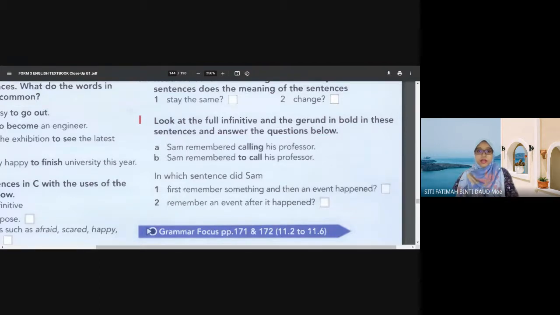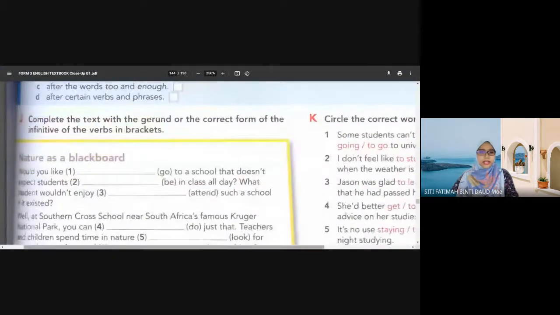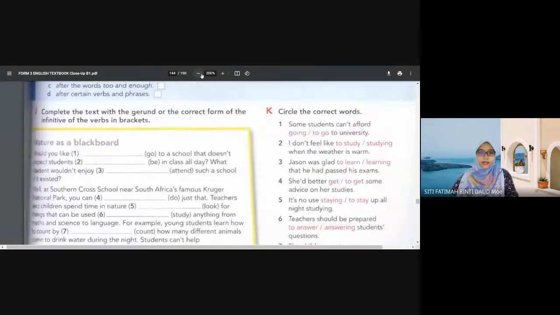Okay. So for this part, he first remembers something is A. Sam remembered calling his professor. Okay, they remember something. And Sam remembered to call his professor. So he remembered something after it happened, means he already forgot to call his professor. Okay, let's go to the activity now. Let's not confuse ourselves more.